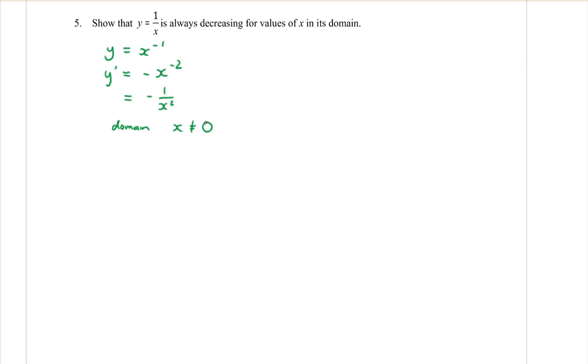So let's write that out as a little explanation. So for all values of x in the domain, okay, so I've mentioned the domain because if 0 was on the bottom, obviously it can't work, because I can't have 0 on my denominator, but I already know 0 is not a possibility anyway. So for all values that are in the domain, x squared is positive.